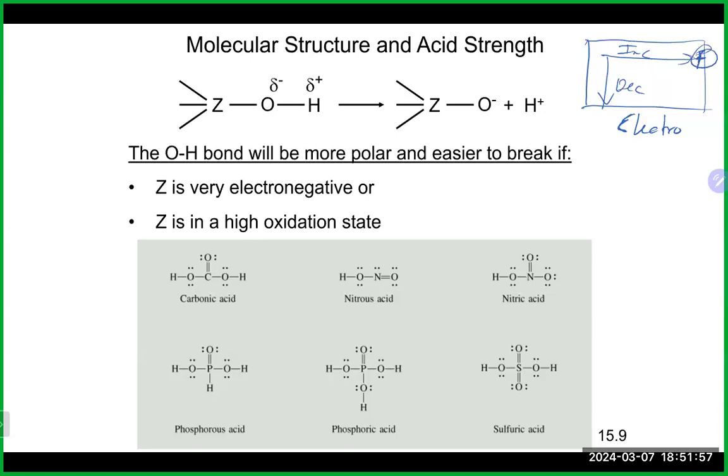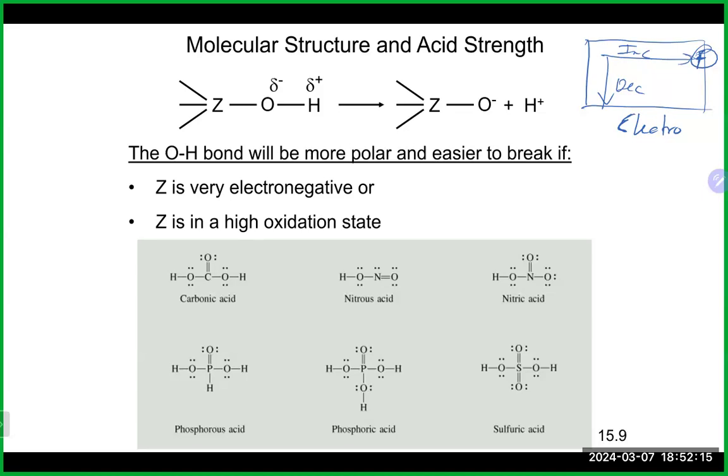Oxidation number, or oxidation state, you might remember from maybe 200A when we did all that redox stuff, right? That's basically the charge that these atoms take on, really based on how they're sharing electrons, who they're sharing electrons with, and really the difference in electronegativity.